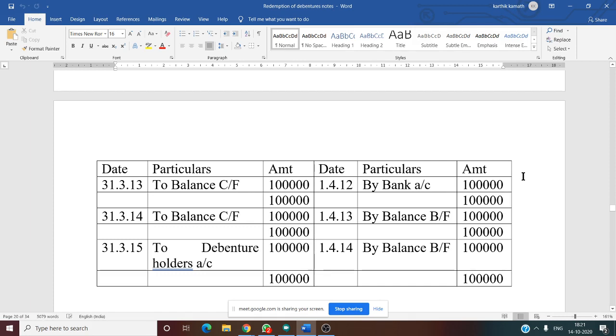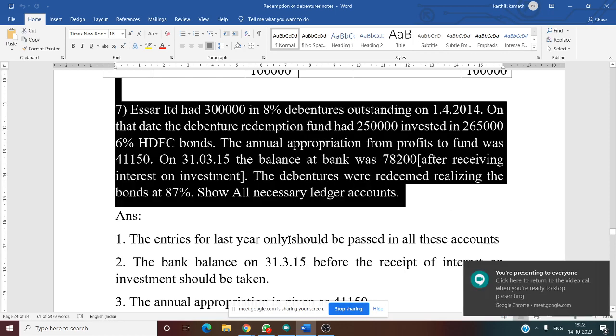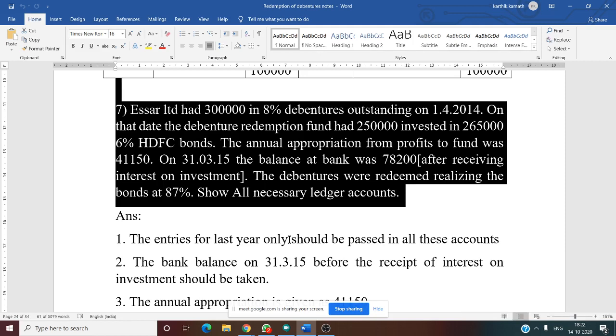Now the seventh problem is of SR Limited, that we are going to see. SR Limited had 3 lakh in 8% debenture outstanding on 1/4/2014. On that date, the debenture redemption fund had 2,50,000 invested in 2,65,000 6% HDFC bond.